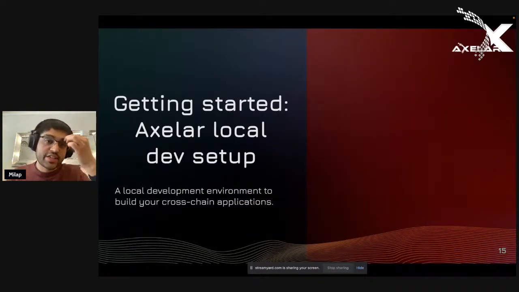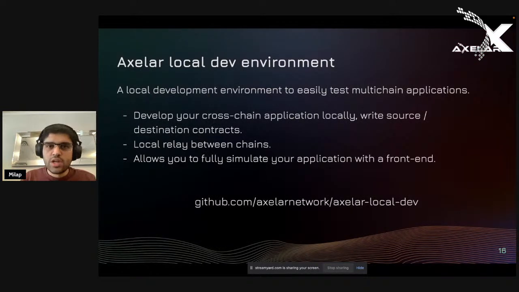All right, so how do you get started with the Axelar local dev setup? We have a GitHub repo where you can create a local dev environment that allows you to test cross-chain functionality between multiple chains. The way it works is you can create your contracts and deploy them on multiple local chains. We will simulate the relaying between the chains, and you can integrate this fully in your front-end app and do a full local test for it.